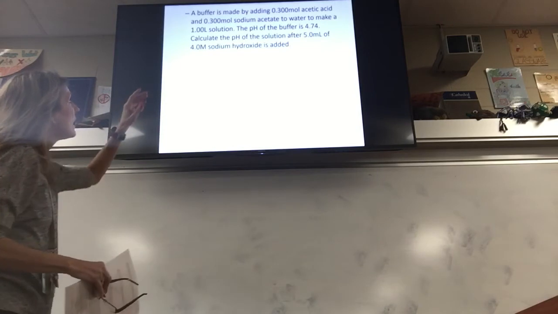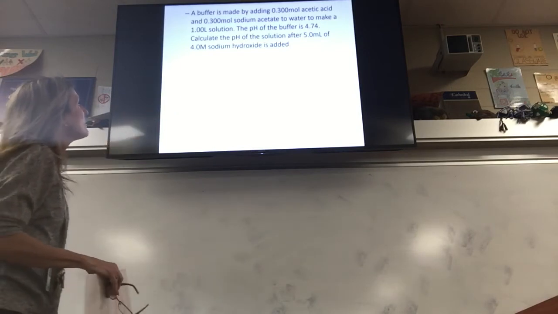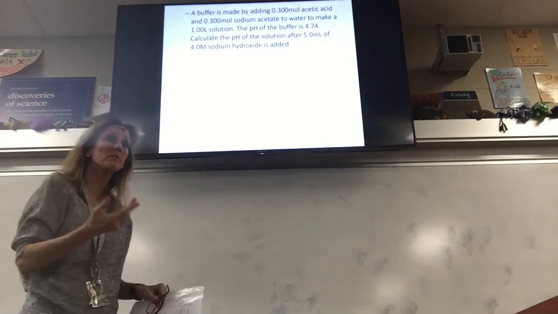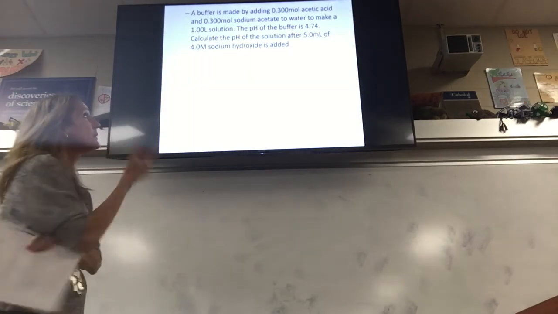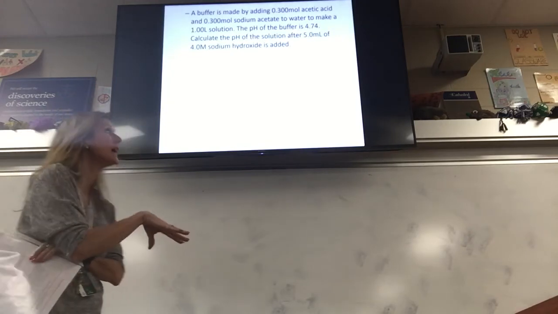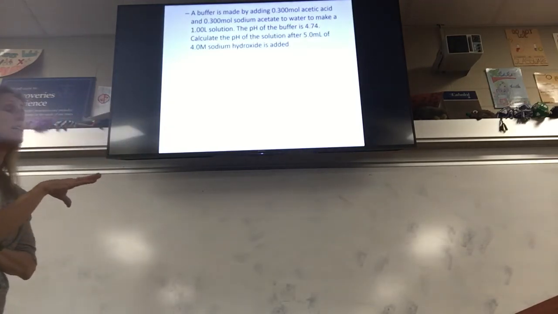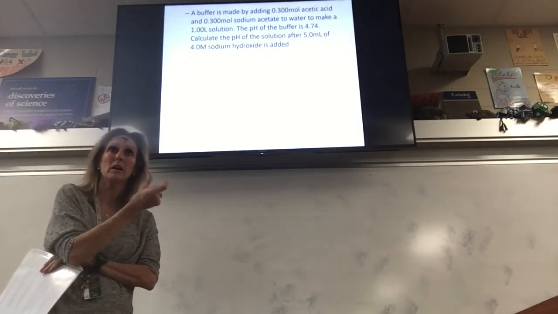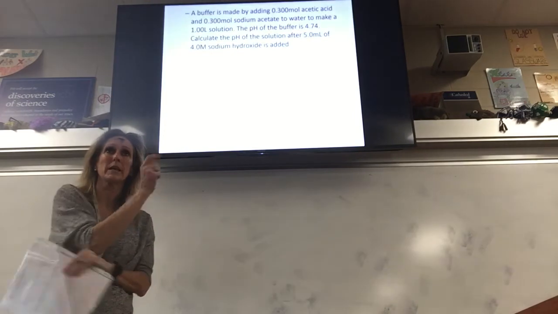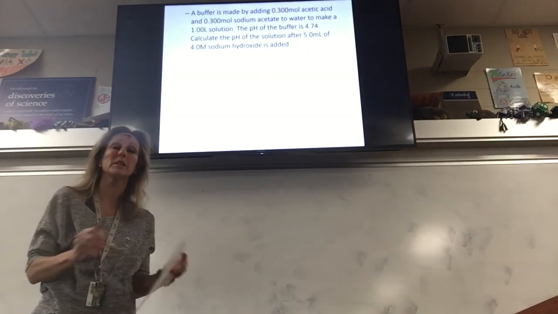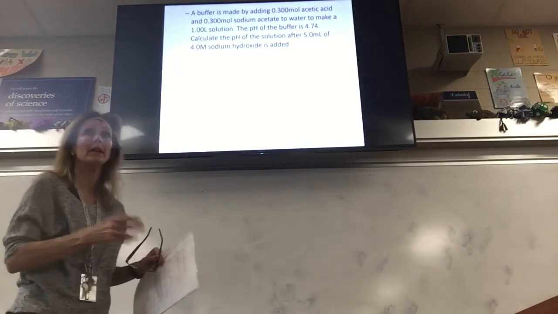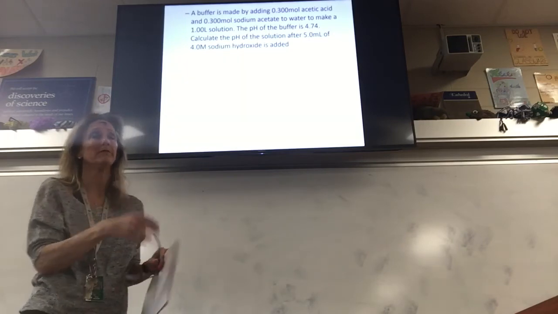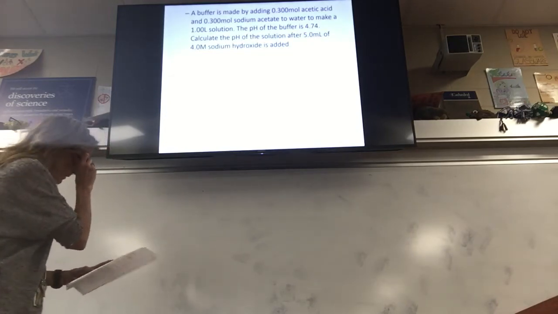And then the pH of the buffer is 4.74. So we want to figure out what the pH would be after we add 5 milliliters of 4 molar sodium hydroxide. So we're adding a little bit of strong base, and we want to see how that will affect the overall pH. It's going to change a little bit, but not a lot, considering that we're adding a really strong base to a fairly weak acid.